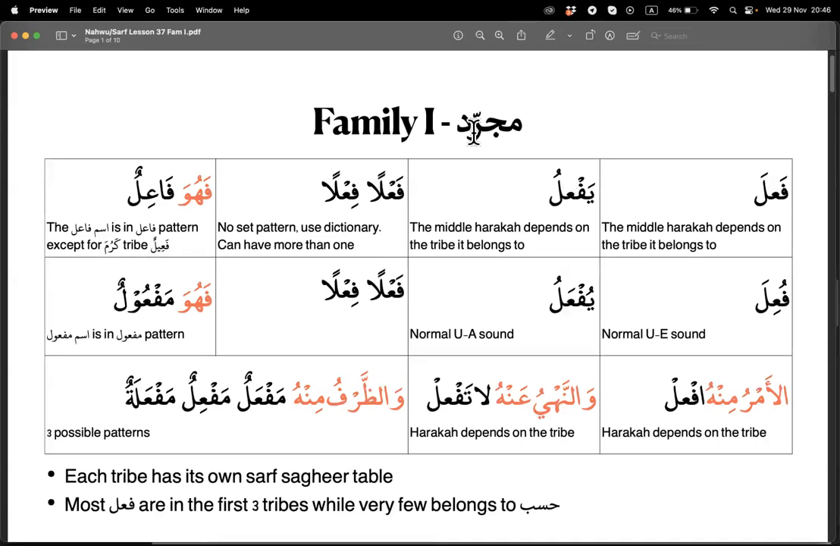Basically your madi will always be fa something la. It is either fathah, kasrah, or dhamma, and the mudhari will depend on that tribe. And then yaf'lu, that will always be the case. From family 5 onwards, there's no dhamma on the ya, all is fathah. So yaf'alu, yaf'ulu, yaf'ilu, depends on the tribe.